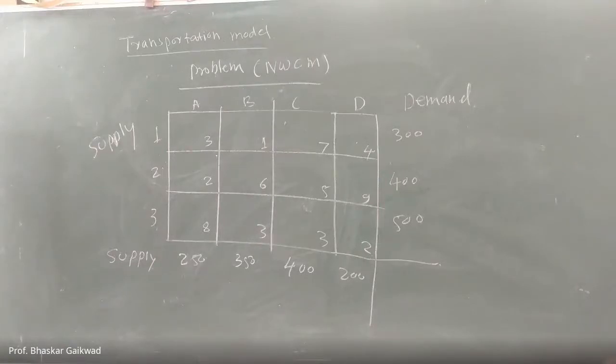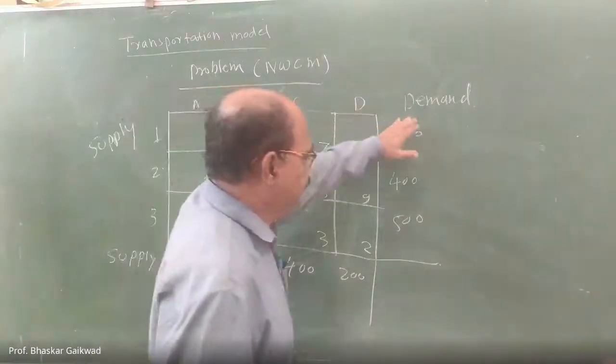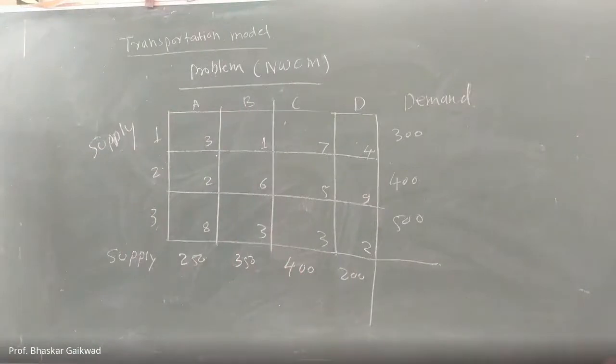At the bottom, supply is given, and in the vertical column at the end, the demand is given. In these methods, two types of problems are always there: balanced and unbalanced. How can we check whether the given problem is balanced or unbalanced? In order to check this, we require the total demand to be equal to the total supply.